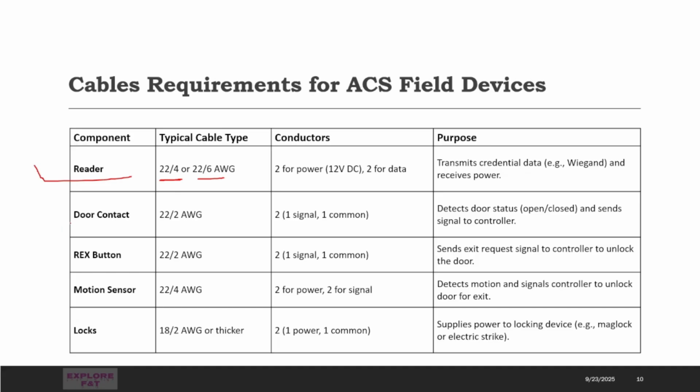And next one, the door contact just needs a signal. Because we are just sending a signal to the controller from the door contact, whether the door is open or closed. So this is the status the controller wants to know. So we'll connect it with 22 by 2. One will be common, one will be used for the signal, and this will be connected with the controller.